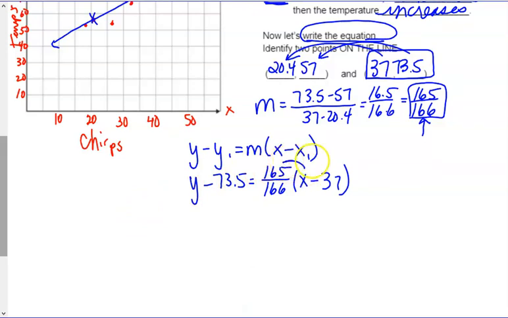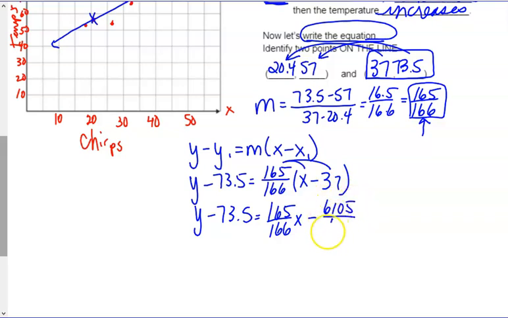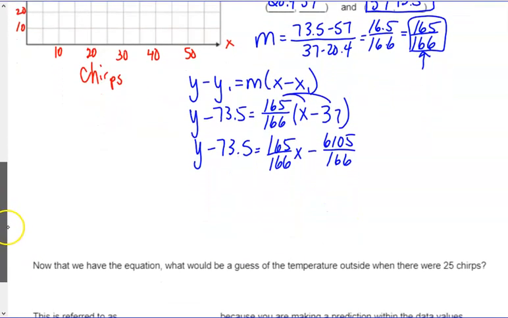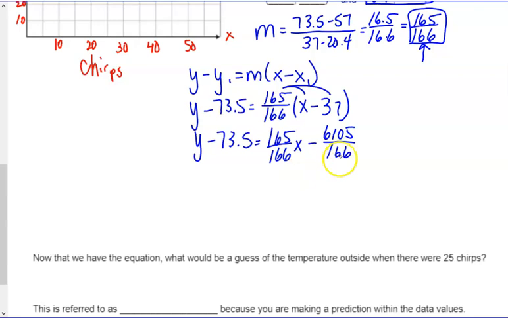So in order to do that, we've practiced this before, I need to distribute. And when I distribute that fraction times x, that's just 165 over 166x, minus, when I multiply this times that, you can go straight across. You can use your calculator if you want, but you should get 6105 all over 166. Okay? And to finish it off, I need to move this 73.5 over here.